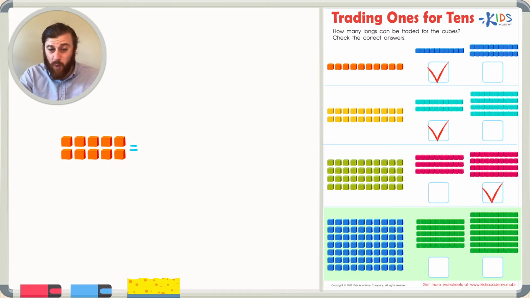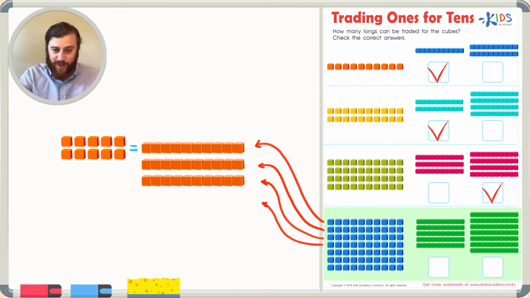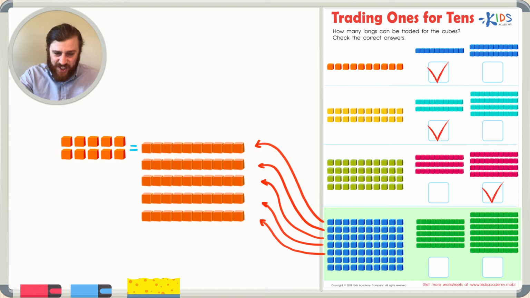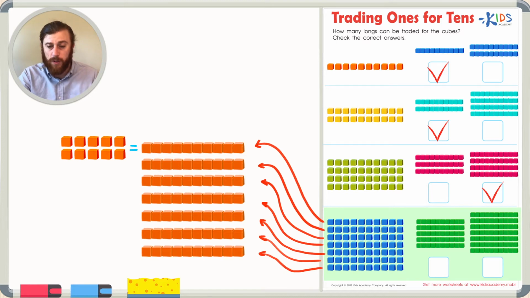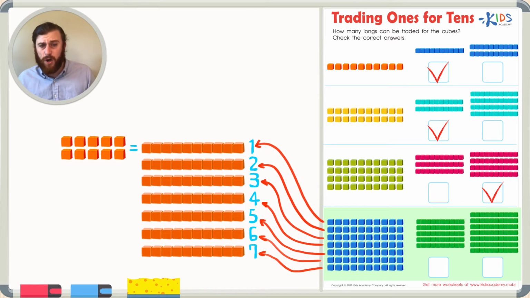I remember we could take our 10 cubes and trade them for one long. So if I traded this first row for one long, I can trade the second row of 10 cubes for one long, and the third row, the fourth row, the fifth row, the sixth row, and the seventh row of cubes for one long each. So, how many longs are there in total? Well, let's count them. 1, 2, 3, 4, 5, 6, and 7. There are 7 rows of longs.